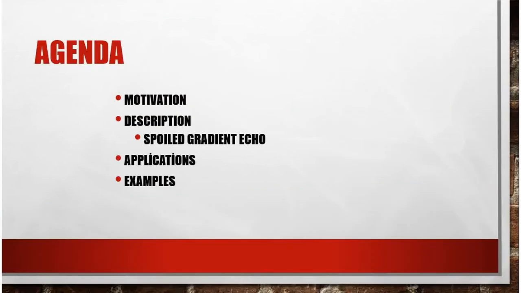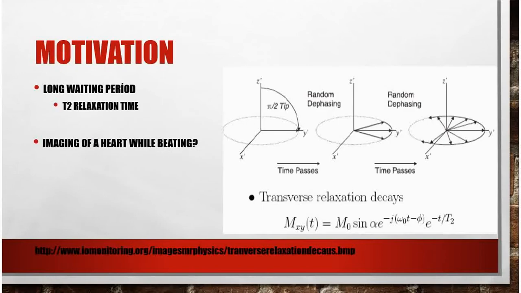My agenda is as follows. First, I will talk about the motivation for the flash sequence. Then I will describe it, and I will do it by describing the spoiled gradient echo first. Then I will talk about the applications, and I will finally finish with the examples.